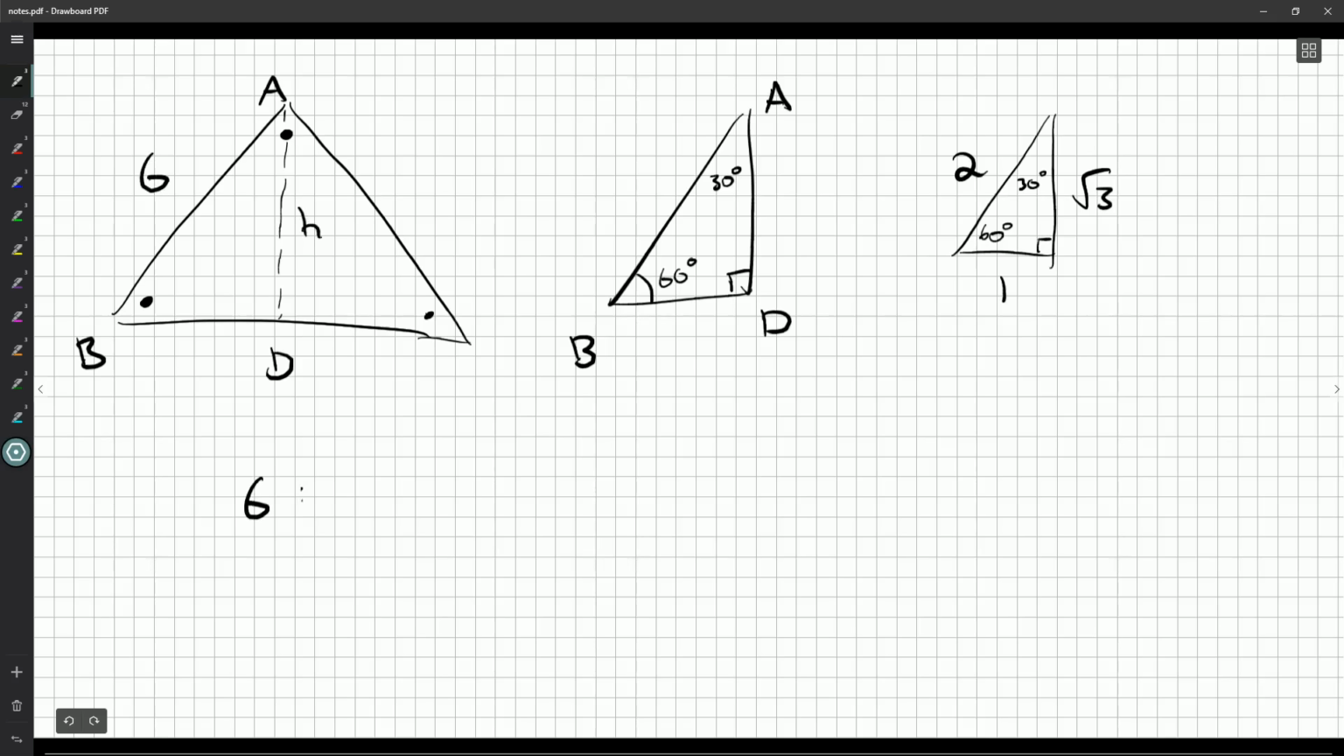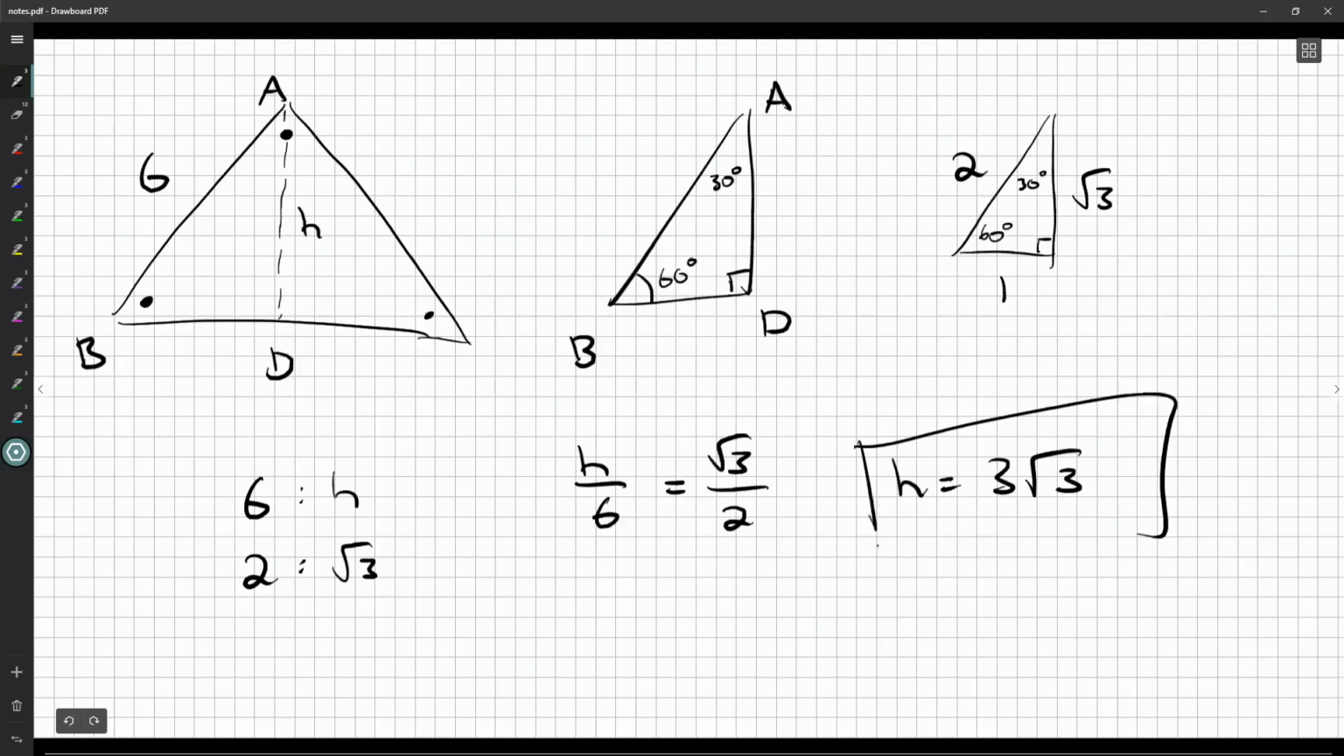So, the hypotenuse is to h as 2 is to root 3, or we can say that with similar triangle ratios. H to 6 is root 3 to 2, and then we can cross multiply, and we see that h is going to be 3 root 3 when all is said and canceled.